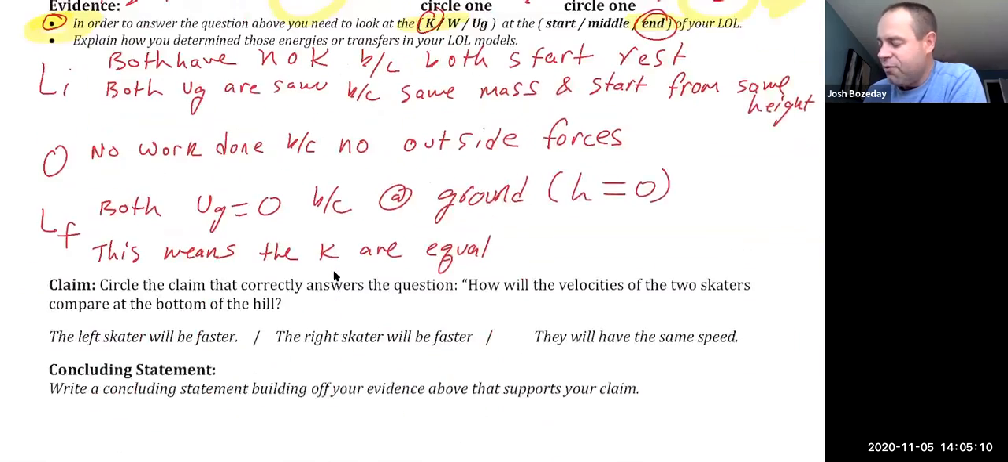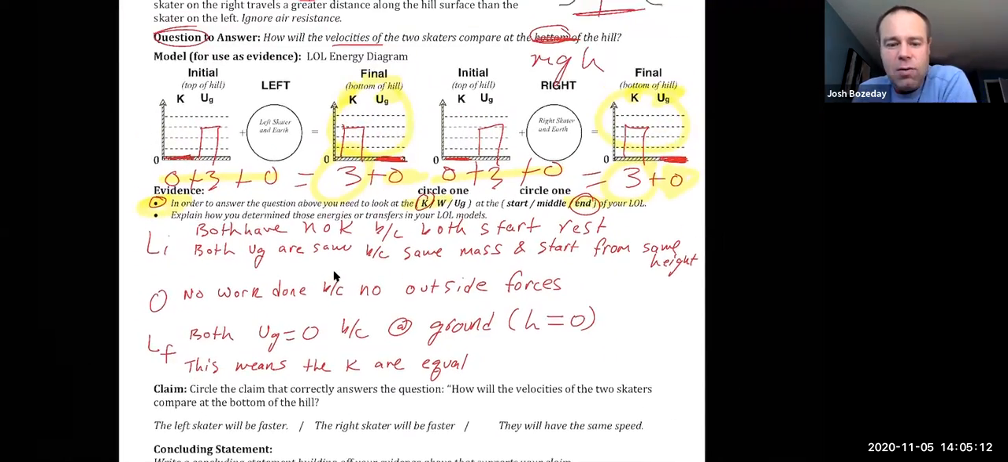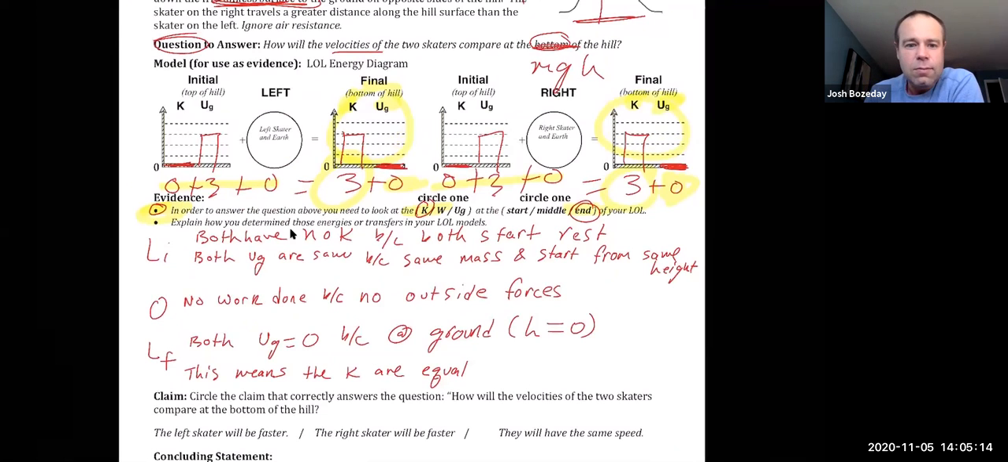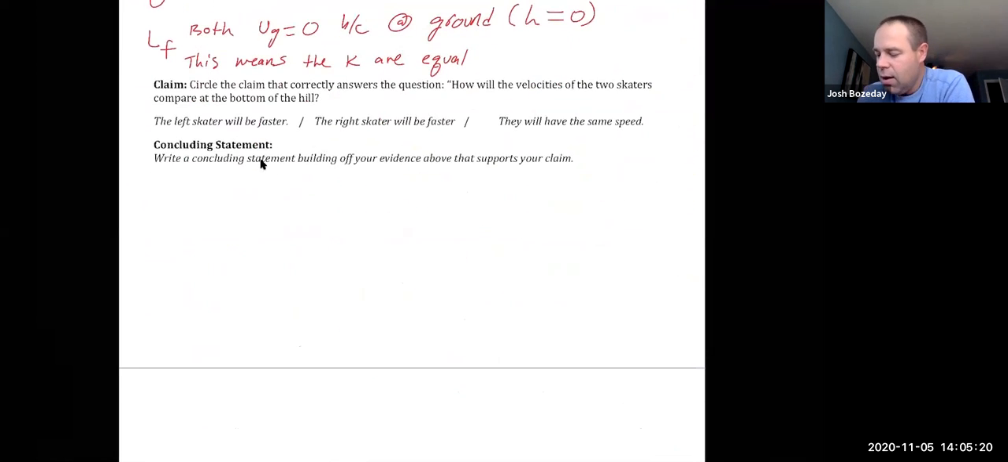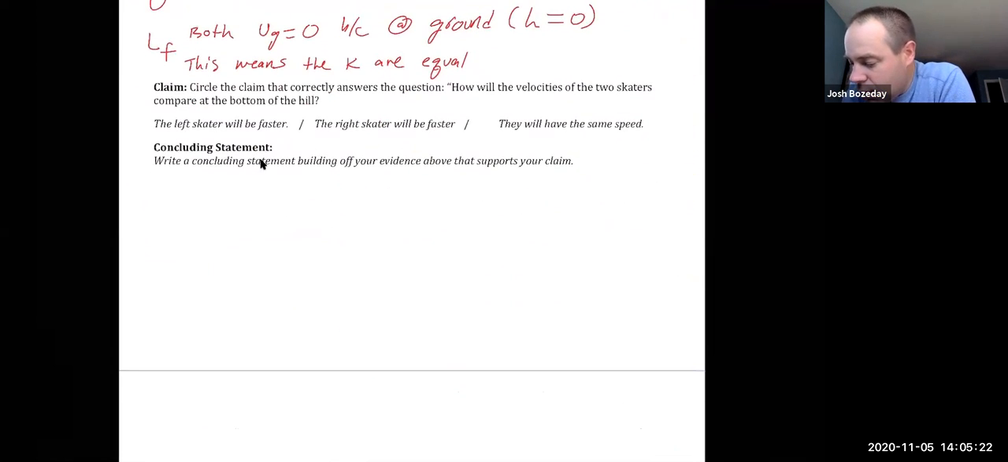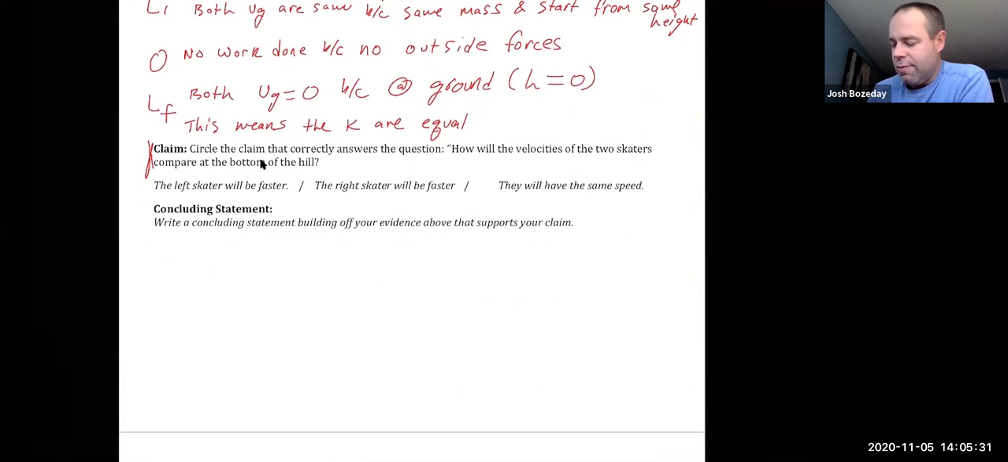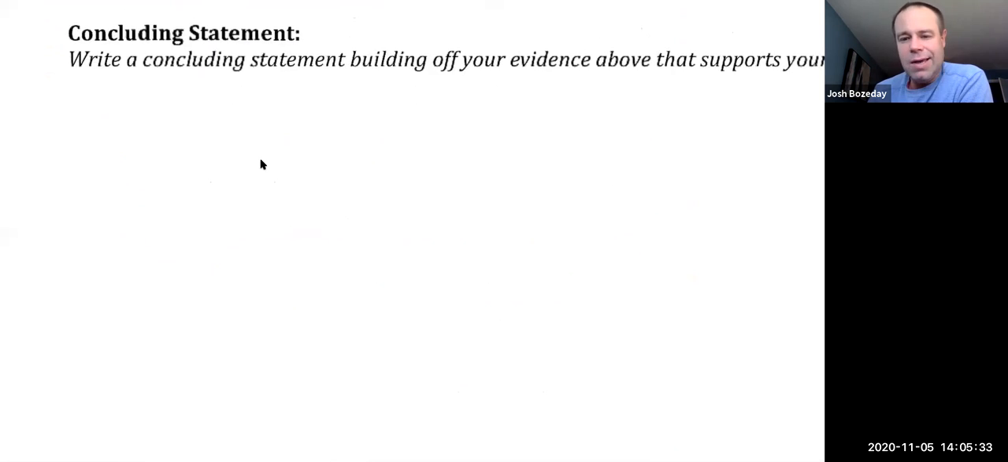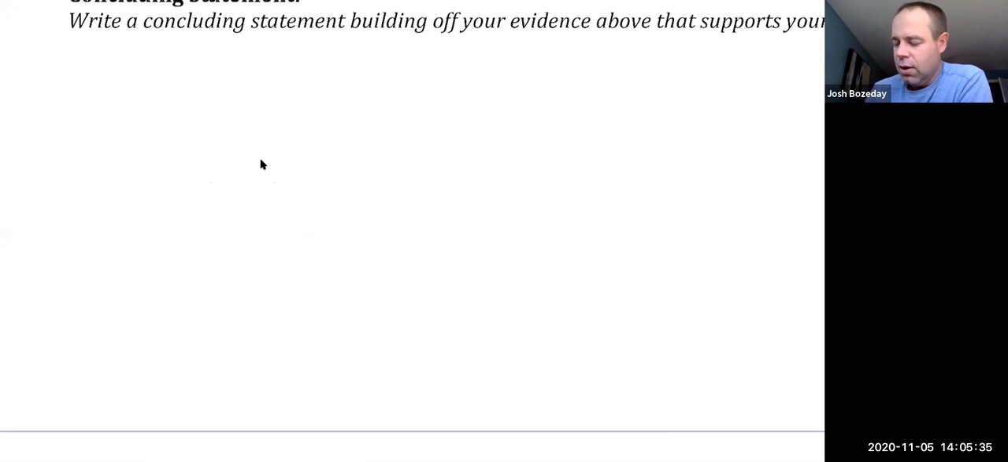All right, so before I go and do the last part, are there any questions on any of this? Okay, let's do that last thing then. Circle the claim correctly if that answers the question. How will the velocity of the two skaters compare at the bottom of the hill? Okay, here's how I recommend you do this. Do the claim last and make a little comparison chart for each of the guys. So we got the guy on the left and we got the guy on the right.